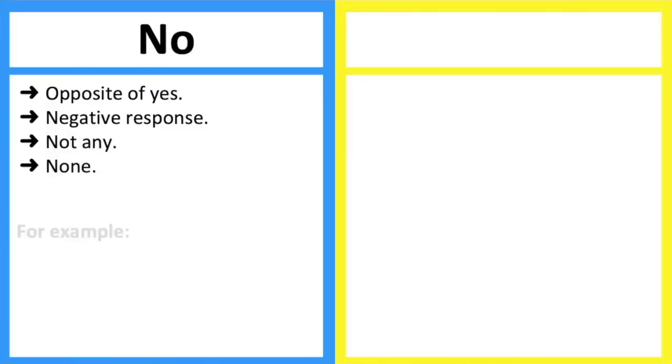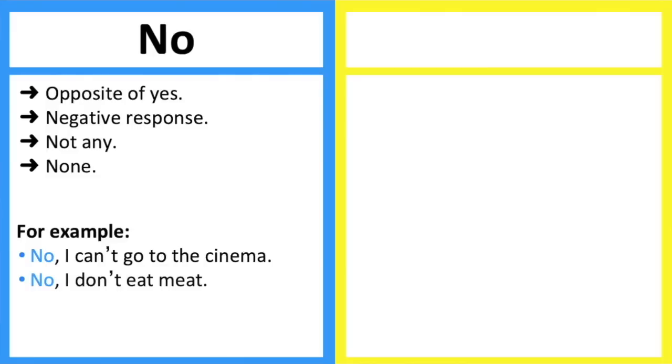For example, if someone asks me, do you want to go to the cinema? I may say, no. Or, no, I can't go to the cinema. Or, no, I don't want to go to the cinema. Another example is, if someone asks if I eat meat, I may say, no. Or, no, I don't eat meat.